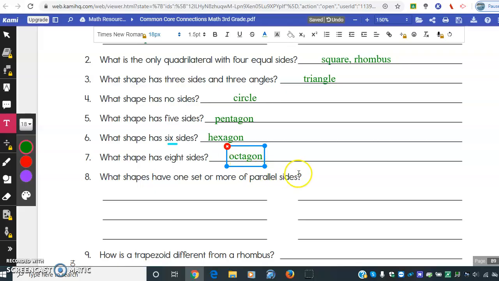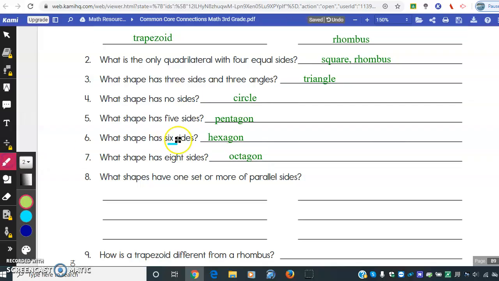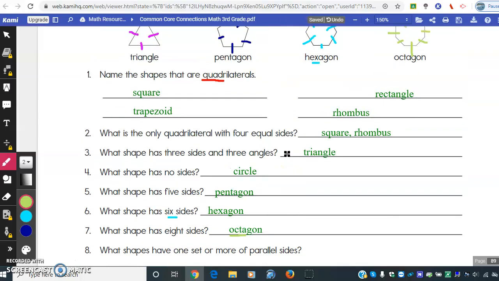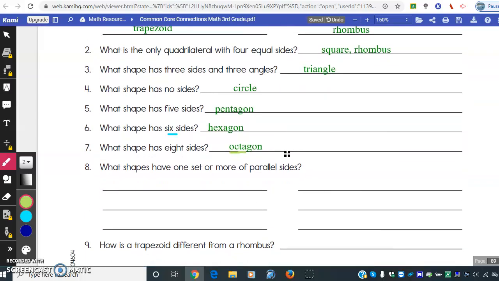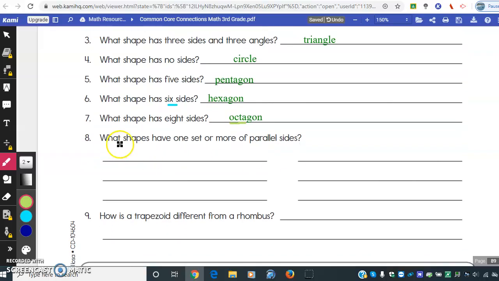Octagon, octopus. An octopus has 8 legs, and an octagon has 8 sides, and that is because octa means 8. So octagon, octopus, 8 sides. Now number 8 asks what shapes have one set or more of parallel sides.